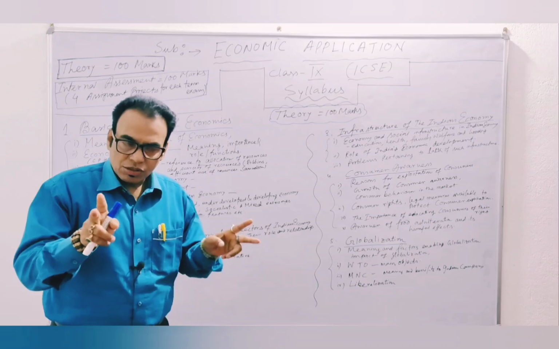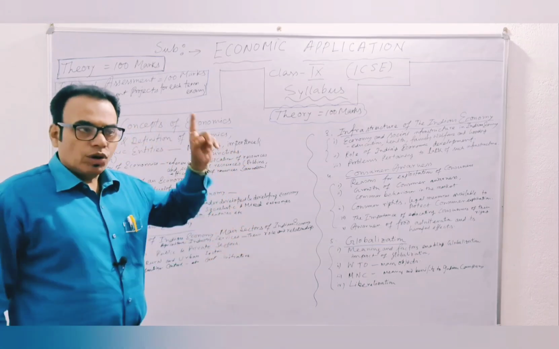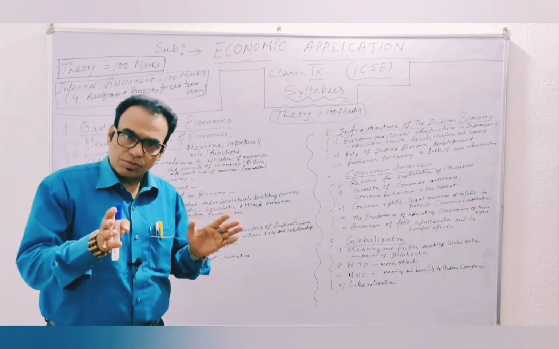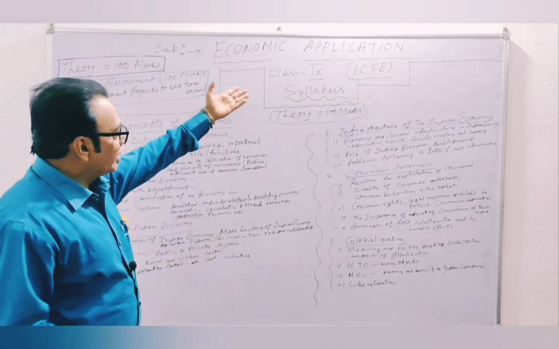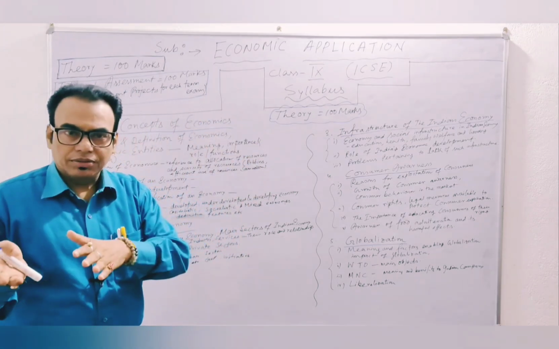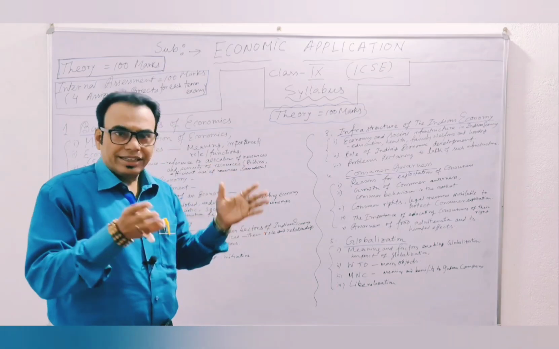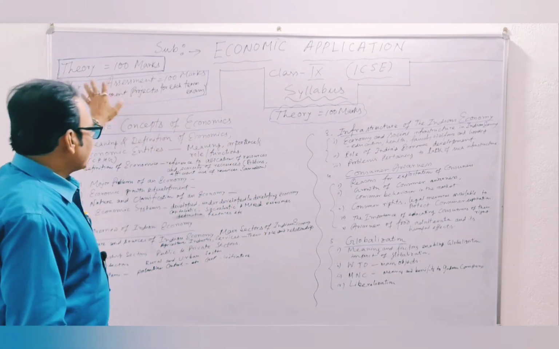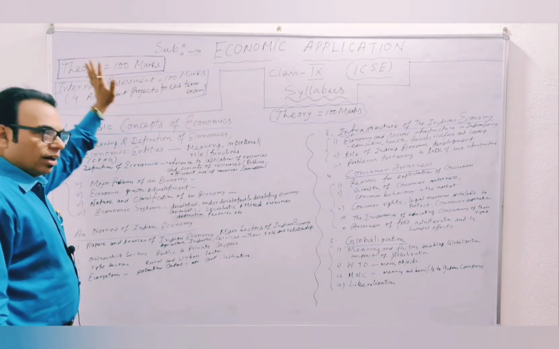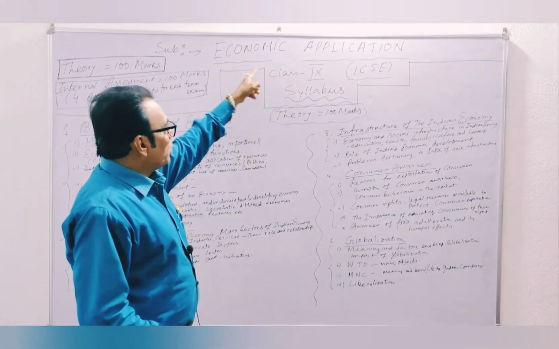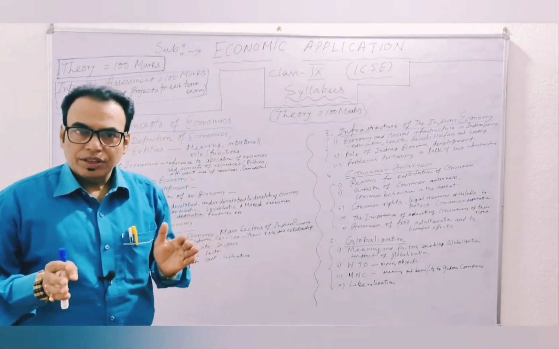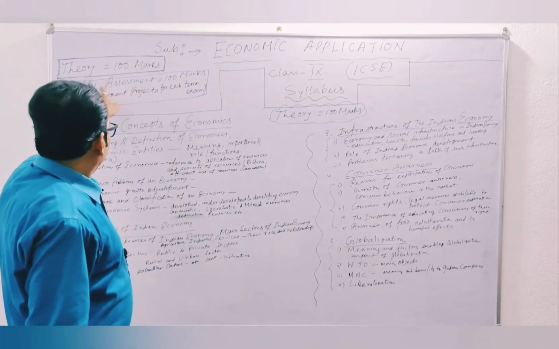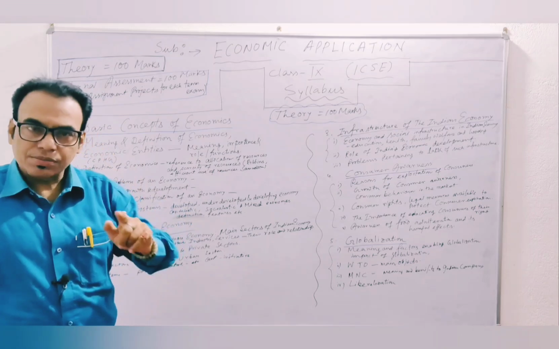It is 200 marks, 100 marks theory and 100 marks internal assessment. In class 9 it is only the internal assessment; class 10 has internal and external. So internal assessment is 100 marks and theory is 100 marks. Whatever the economic application books we have, that is only the theory part, and 100 marks is internal assessment.